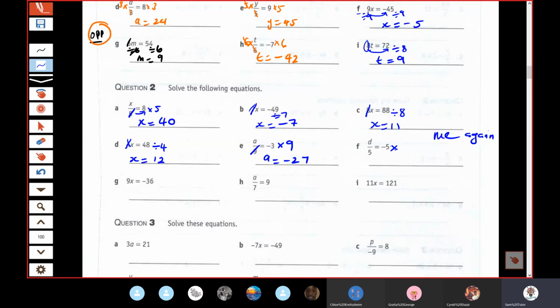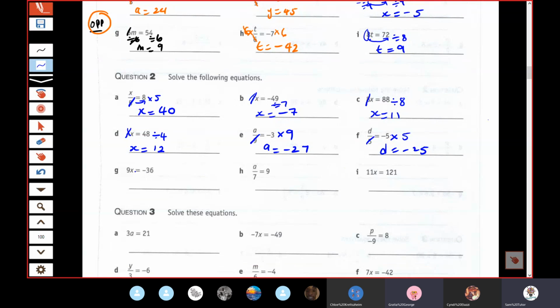Hopefully our last week of dealing with all this stuff. All right, G, 9x equals negative 36. Let's try. Adele, how do I get rid of the 9 that's here? Divide by 9, that cancels out. So x equals negative 4.